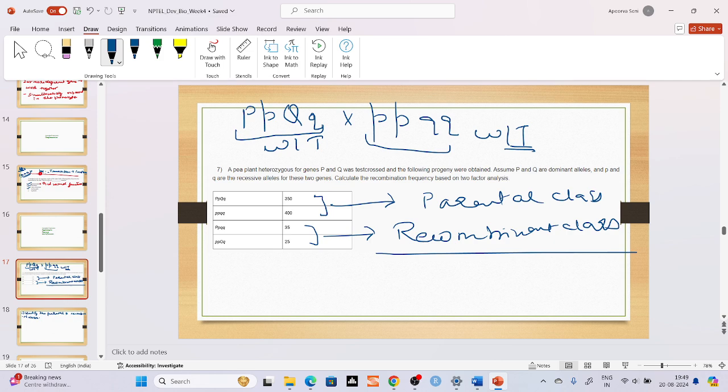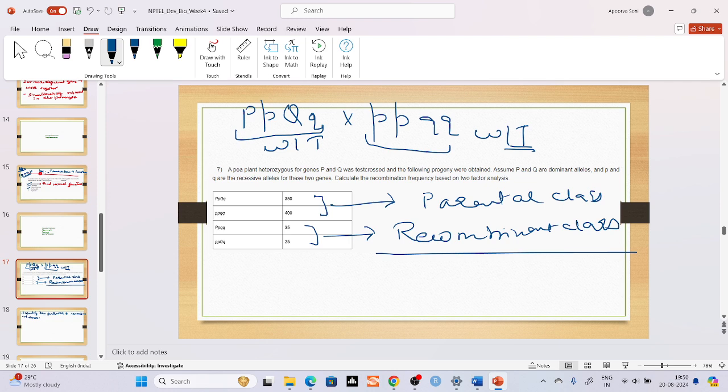That is why I'm telling you very slowly so that your concept is clear regarding these test crosses, because last week also there was a question related to 3-point test cross, and this week also there is a question related to 2-point test cross, I mean two factor analysis. That means that this topic is important.